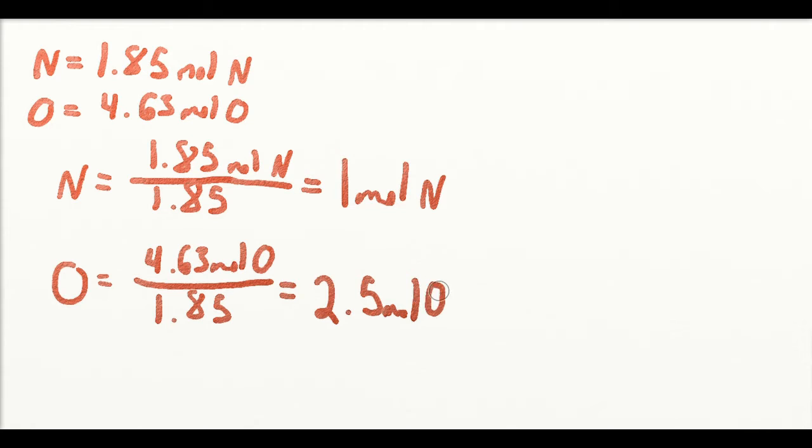Now note, in a formula or a compound, nitrogen could be a 1, so we could leave it as N1 or N, then O2.5.